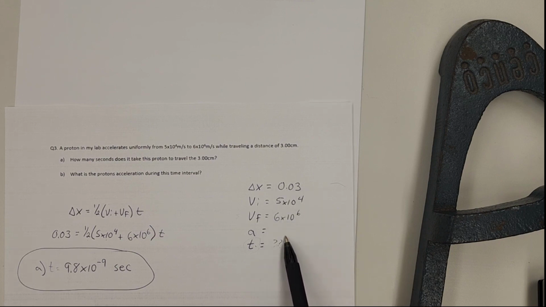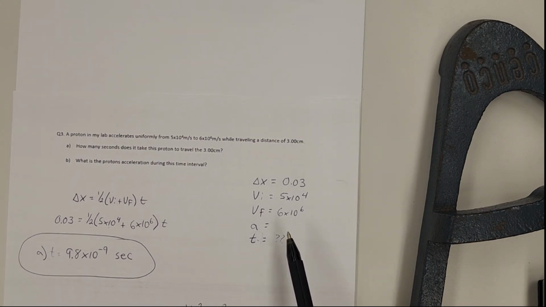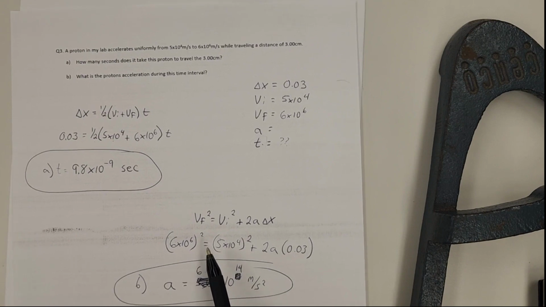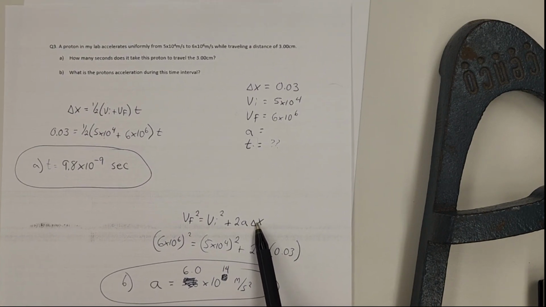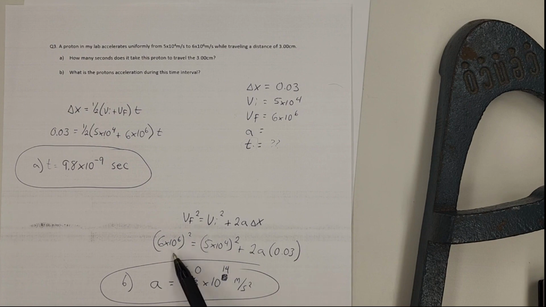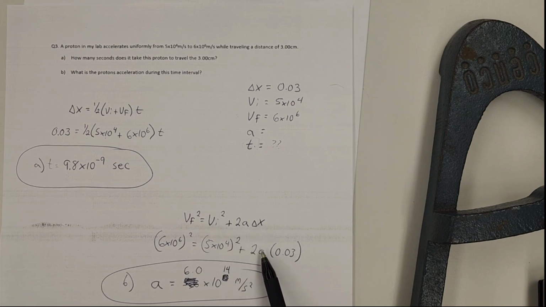To do that, I look for an equation that does not involve t, which is one of the last equations: Vf squared is equal to Vi squared plus 2ax. No t involved in that, and it has everything we need. It's just going to be really big numbers. Vf squared is going to be 6 times 10 to the 6th squared. Vi squared is going to be 5 times 10 to the 4th squared. Plus 2 times a, the acceleration we're looking for, and then the change in x, 0.03.